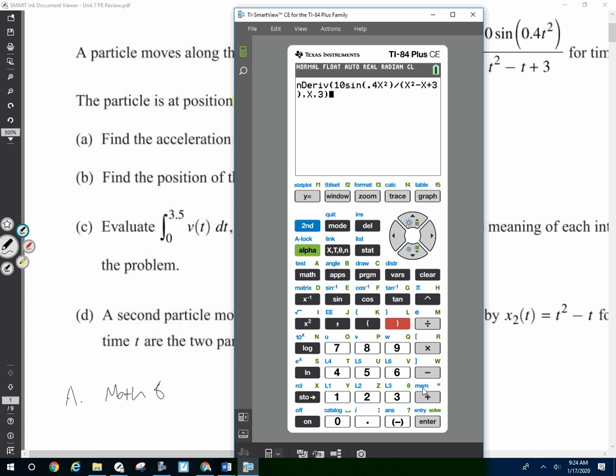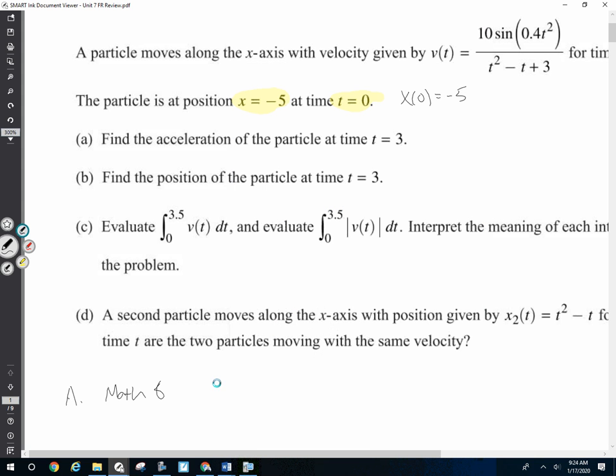Obviously, I know that the derivative of velocity is acceleration, and acceleration at 3 is negative 2.118. Remember, 3 decimal places, you can truncate.